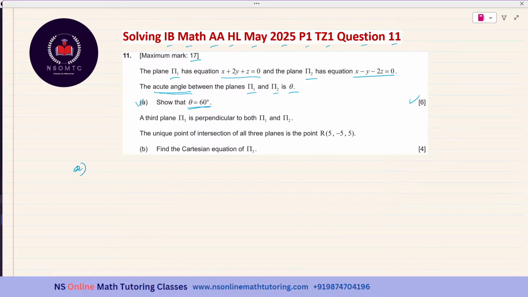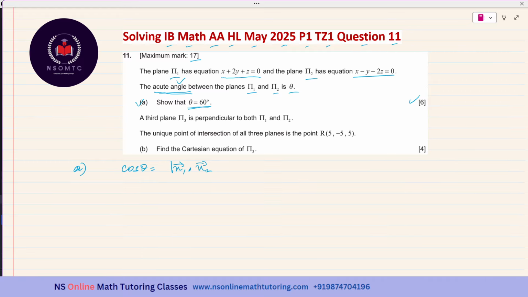Mind you, theta is an acute angle. Therefore, we will be using this formula for the dot product. cos theta will be equal to the normal vector of plane pi 1 dot the normal vector of the plane pi 2. This is the dot product between these two normal vectors, and the dot product can be a positive number or a negative number. If this is a negative number, the theta value that we will be getting by doing the cos inverse will be an obtuse angle, but we need an acute angle.